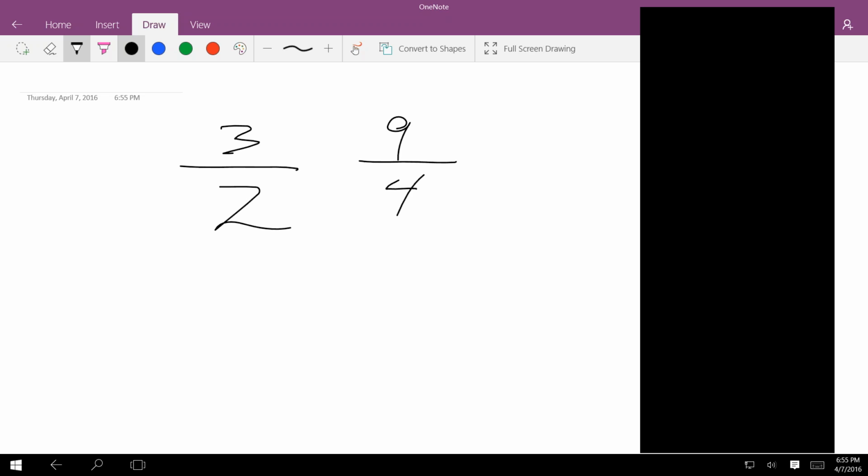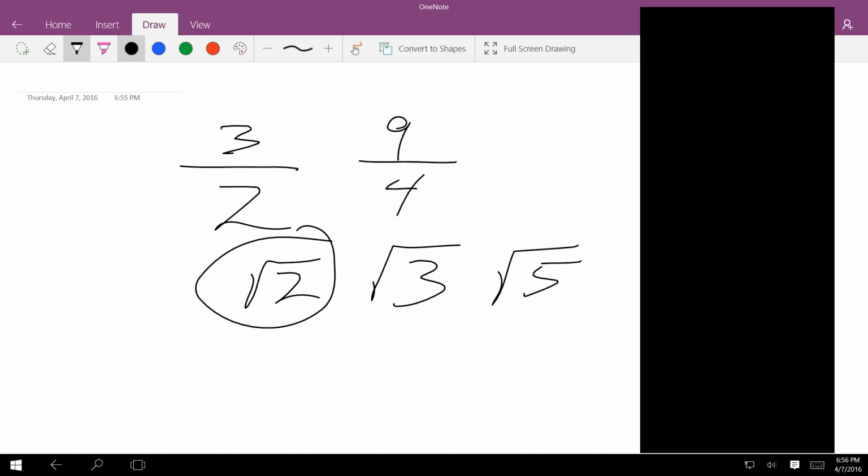What cannot be written as a fraction? Square root of 2, square root of 3, square root of 5. Any radical that is not a perfect square is an irrational number. There's no way to write that as a fraction. In fact, it's a never-ending decimal. It goes on forever. It's like pi. Pi is also irrational. You cannot write pi as a fraction accurately. So that's the difference.